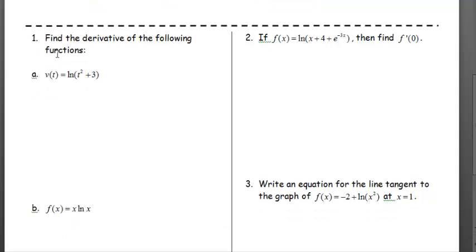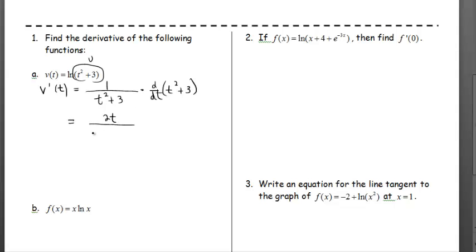Okay, find the derivative of this velocity equation. It's a natural log function, so we know the answer is going to be a fraction. The derivative is going to be a fraction. 1 over, consider this your u, the inside function, times the derivative of the inside function with respect to t, because that's our variable. Easy enough, that derivative is 2t. And we would put it on top in the numerator of the fraction.